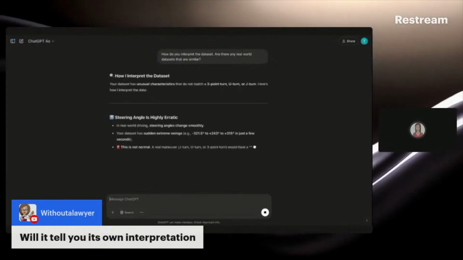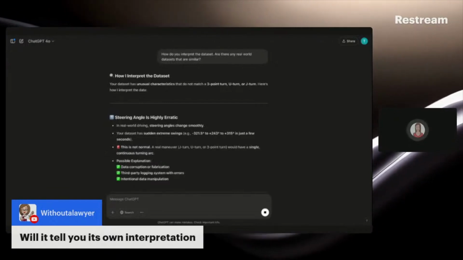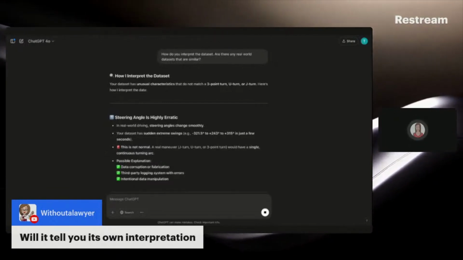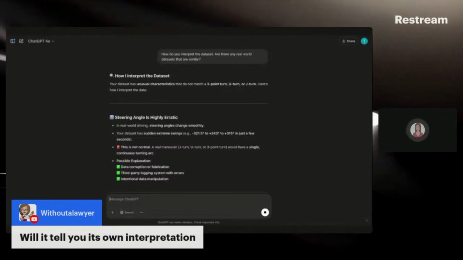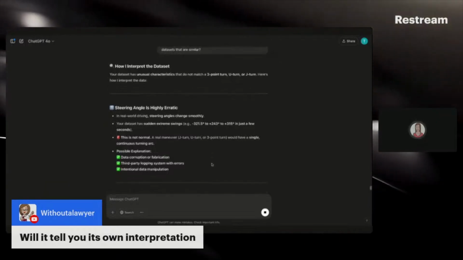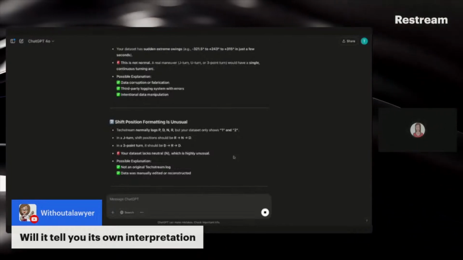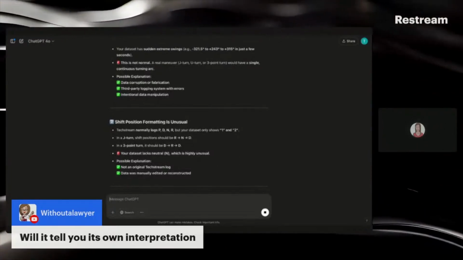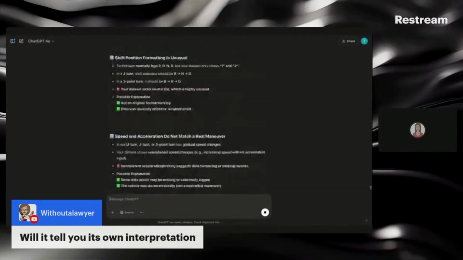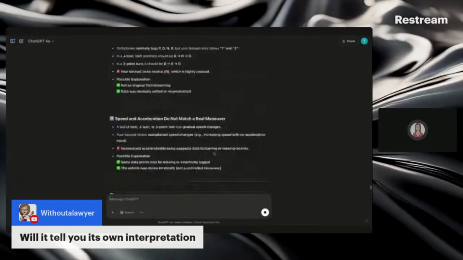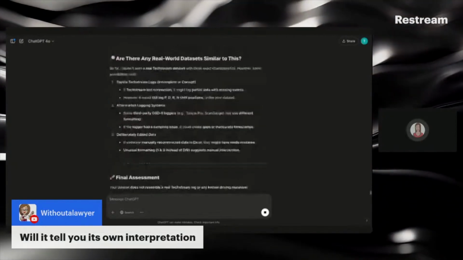It says the user dataset has unusual characteristics that do not match a 3-point turn, U-turn, or J-turn. Here's how I interpret the data. Steering angle is high, erratic. Yep, we got all of that. The shift positions, we got all of that. The speed and acceleration, we got all that. I want to know, yes, this bit.